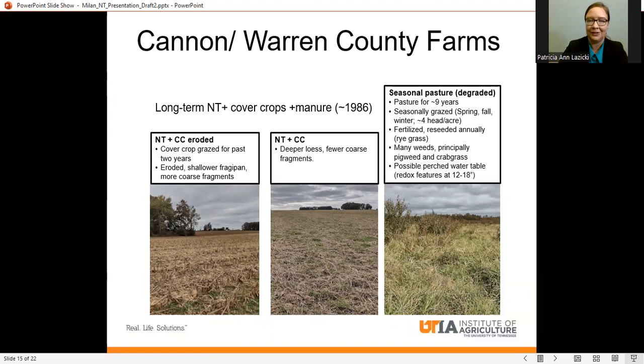And then we had a pasture soil. So this had been under pasture for 9 years. It was grazed in spring, fall, and winter.